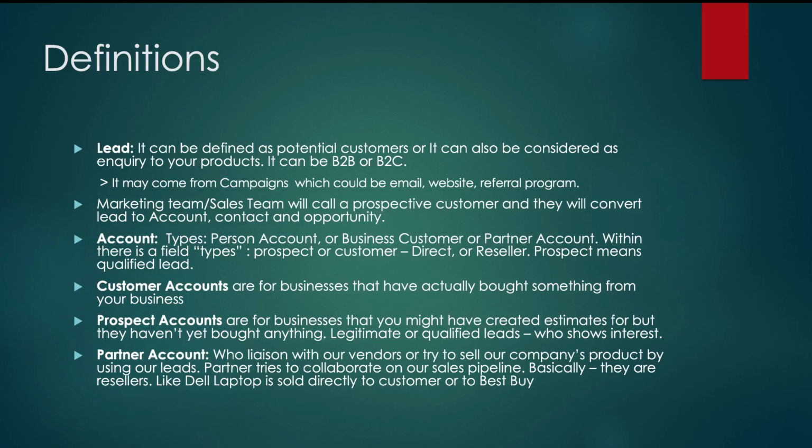Within an account you might notice that there's a field called type, which is a way you can set prospect or customer, direct or reseller. So here also we say the customer can be a prospect, and in leads also we say it's a prospect customer. What's the difference? In the lead object we have unqualified and qualified leads, but in an account, when we create an account out of a lead and choose the type as prospect, those are actually qualified leads.